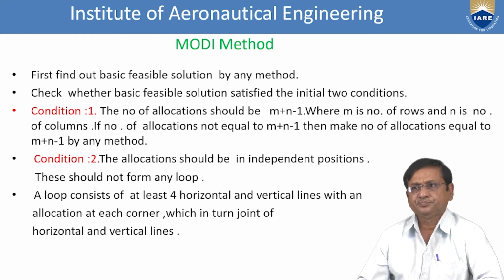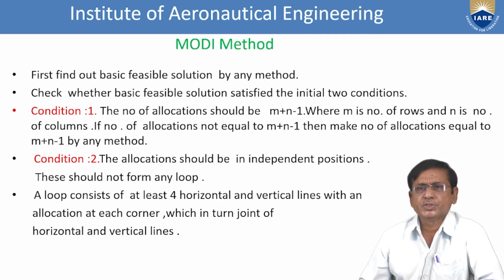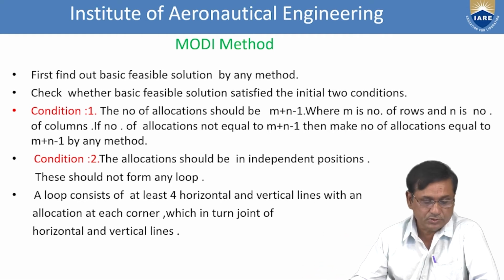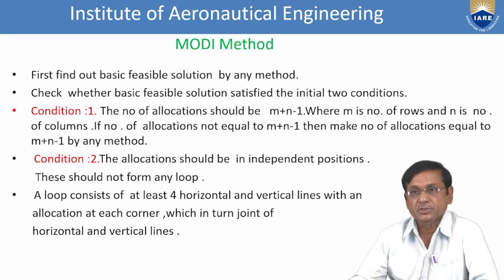So next one is the Modi method. It is used to find out the optimum solution. So in this Modi method, first find out the basic feasible solution by any method and check whether the basic feasible solution satisfies the initial two conditions. Condition one is the number of allocations must be equal to m plus n minus 1, where m is the number of rows, n is number of columns. Then if number of allocations is equal to m plus n minus 1, the condition 1 is satisfied.